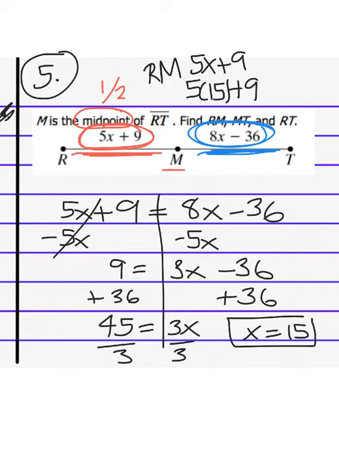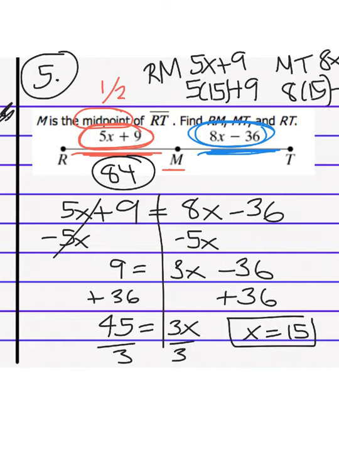So RM, where should I put my answers? I'll put it on the picture. RM is 84. All right, then let's find MT. So MT is 8x minus 36. Let's put in 15. So you're going to do 8 times 15. 8 times 15 is 120. Minus 36 is 84. That's great news that they're equal. They should be equal. Maybe I'll highlight my actual answers.